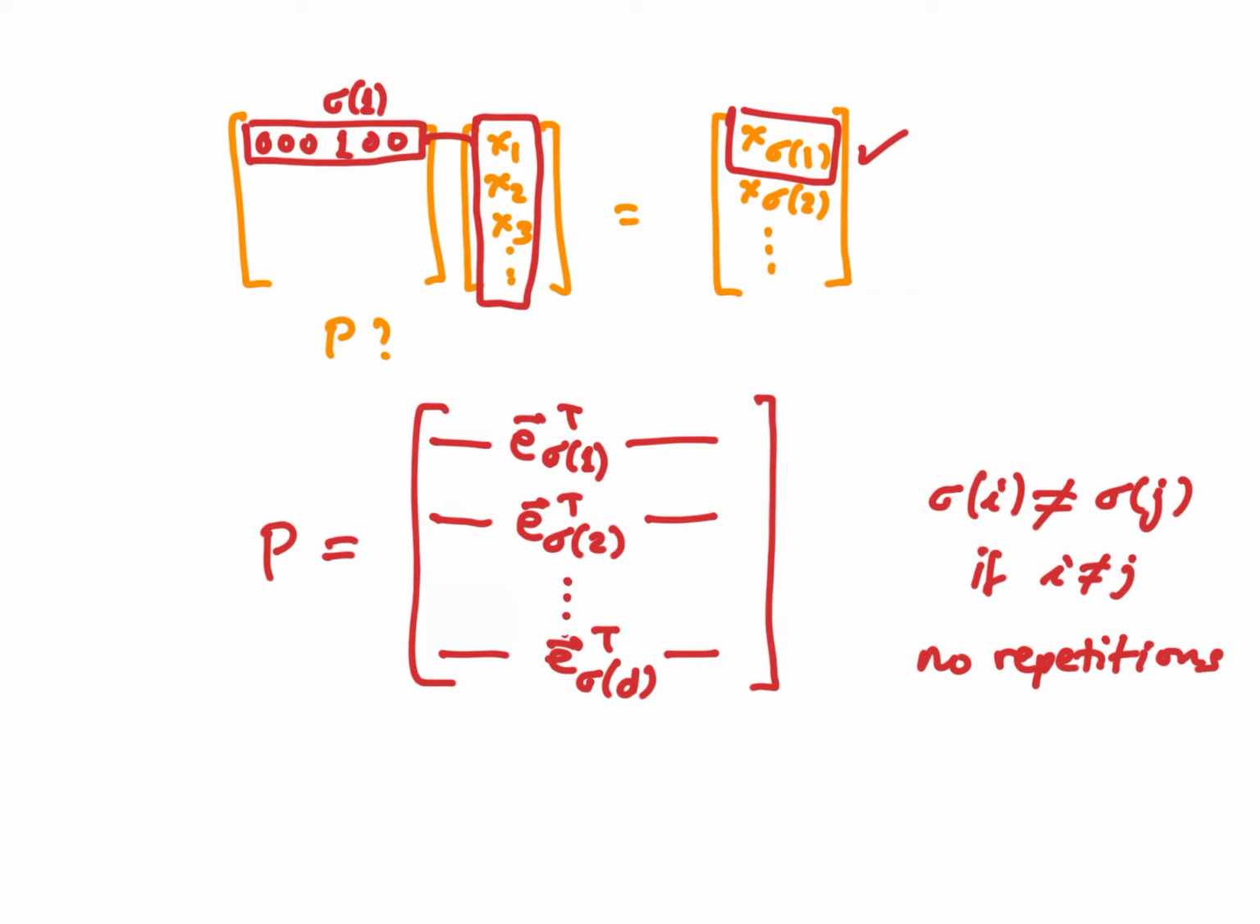So the column where the 1 is in the first row is the sigma 1 column, and the place where the 1 is in the second row is the sigma 2 column. But sigma 1 is not the same as sigma 2. So no two of those ones are in the same column either. So that's a good way to understand a permutation matrix: it just has a single 1 in each row. It also has a single 1 in each column. And then the rest of the entries are zeros.